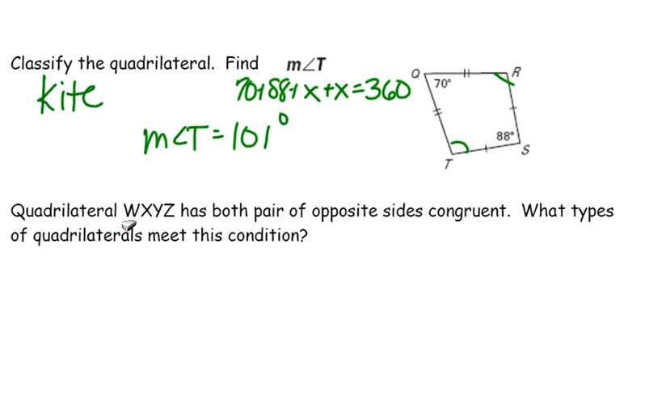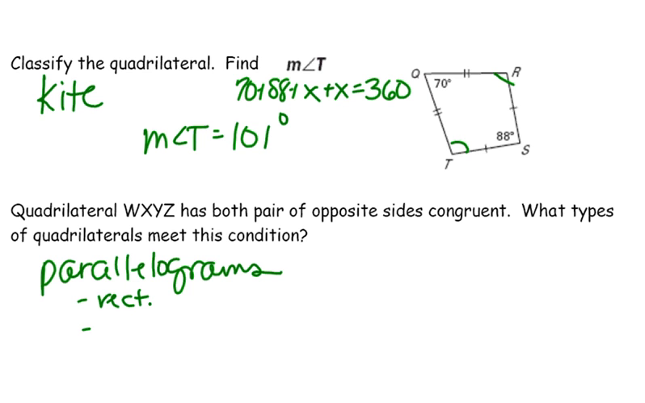Okay, we have quadrilateral WXYZ, and it has both pairs of opposite sides congruent. We need to know what type of quads meet this condition. Well, both pairs of opposite sides congruent, obviously we are talking about parallelograms. All right, and if it's a parallelogram, then underneath the category of parallelogram, we've got rectangles, and we've got rhombuses, and we've got squares. All right.